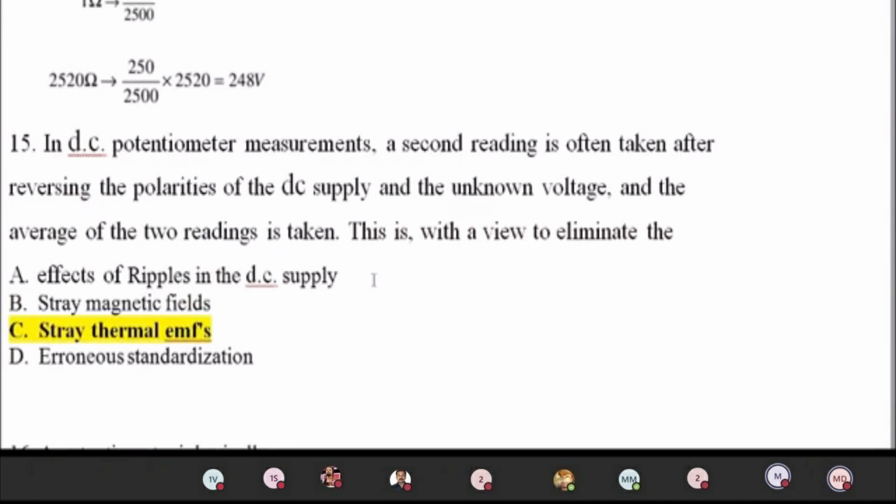And the next question is a direct question. Once you remember the logic, that is a topic, you can able to answer. In DC potentiometer measurements, a second reading is often taken after reversing the polarities of the DC supply and the unknown voltage. The average of two readings is taken. This is with a view to eliminate. So if you know the concept, you can directly give the answer as to eliminate stray thermal EMF.